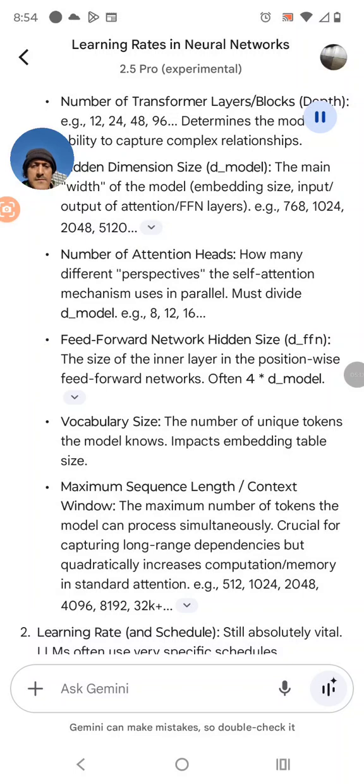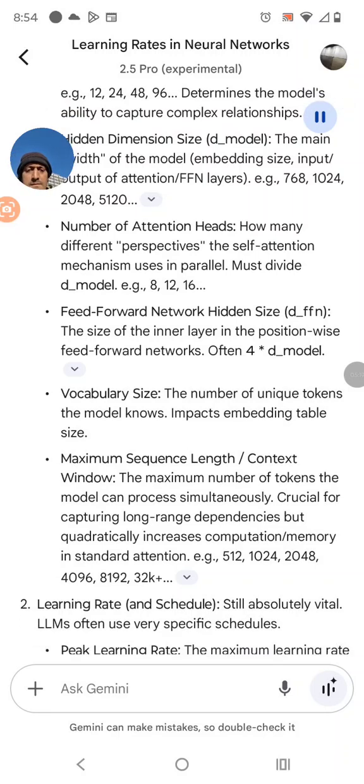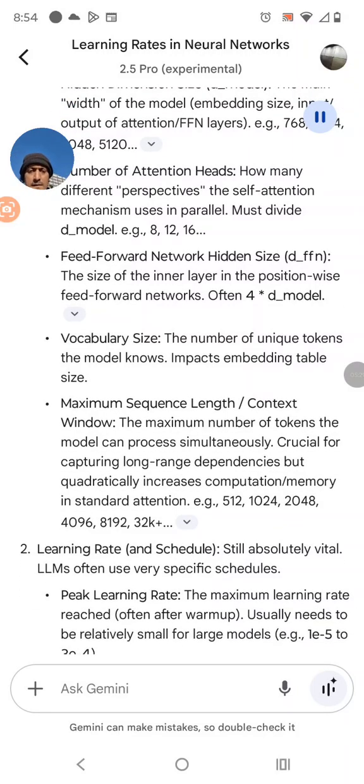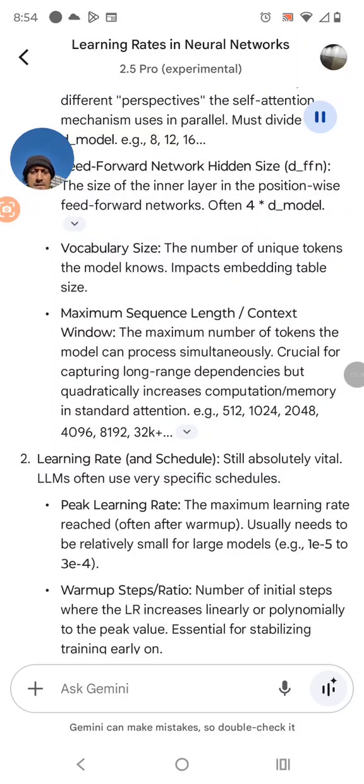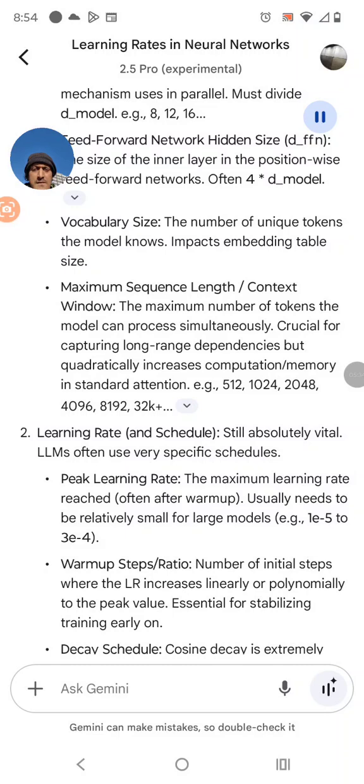Vocabulary size, the number of unique tokens the model knows. Impacts embedding table size. Maximum sequence length/context window, the maximum number of tokens the model can process simultaneously. Crucial for capturing long-range dependencies, but quadratically increases computation/memory in standard attention. E.g., 512, 1024, 2048, 4096, 8192, 32K plus.